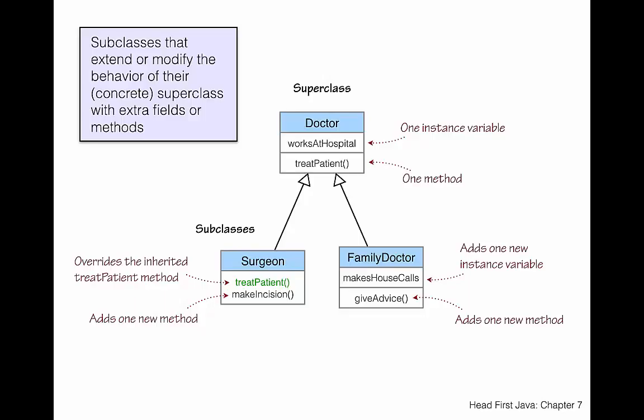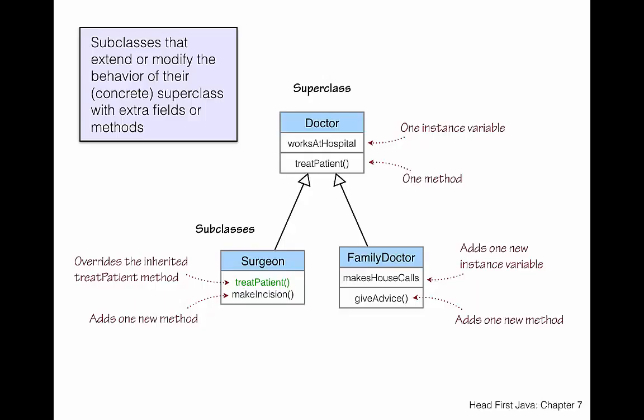Family doctor adds a new instance variable beyond the one instance variable, works at hospital, that it inherits from doctor. It adds the field makes house calls. In addition, it adds the method give advice. So let's think about what fields and methods are available to us in each class. If we are a doctor object, we have one field and one method.